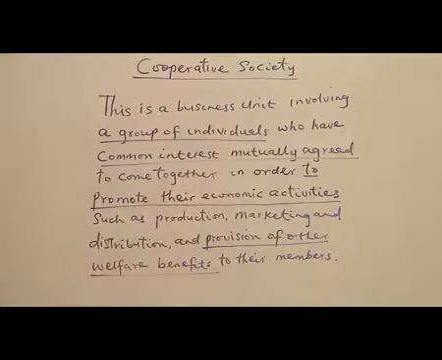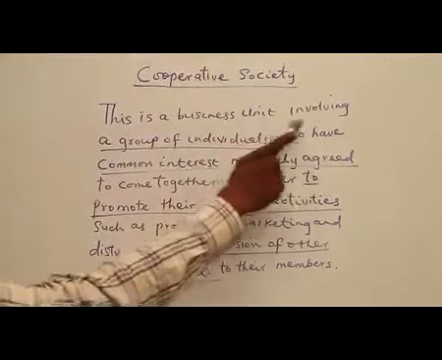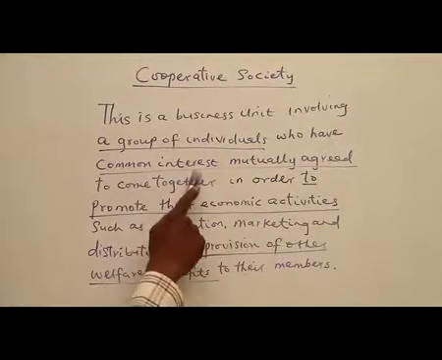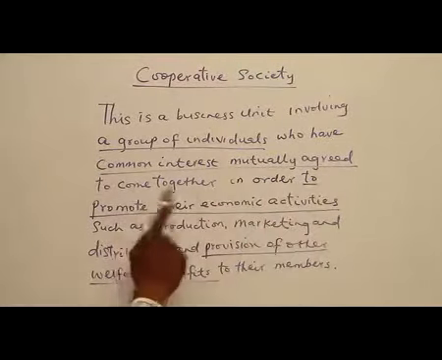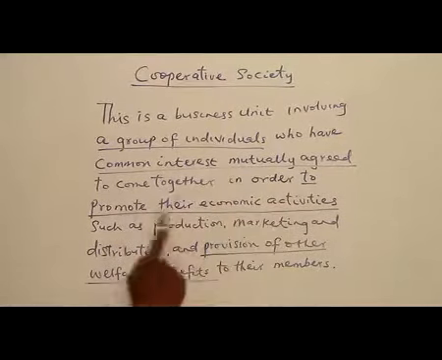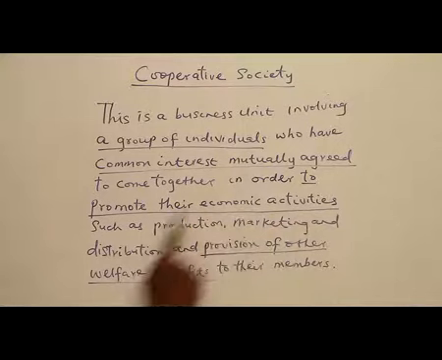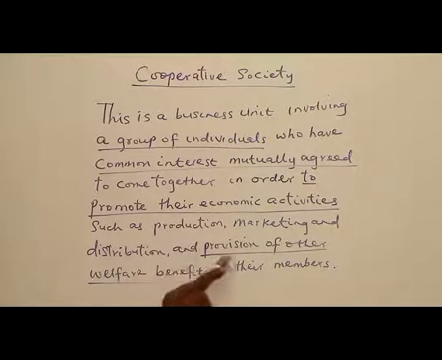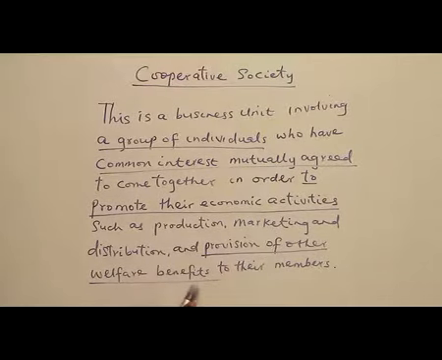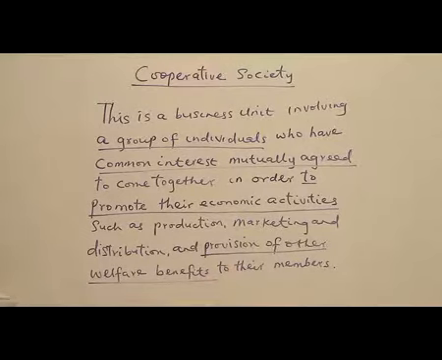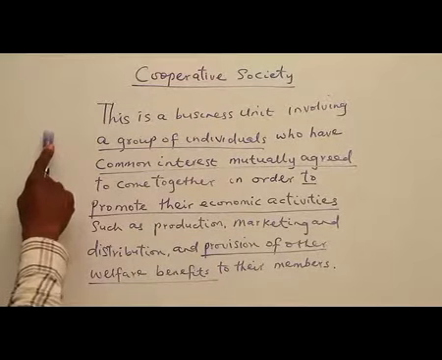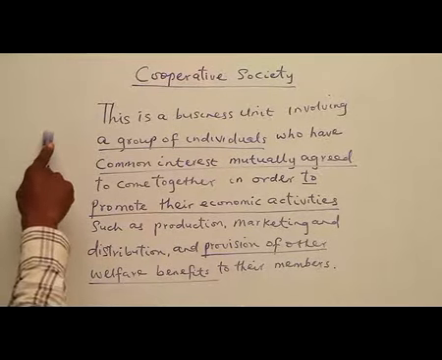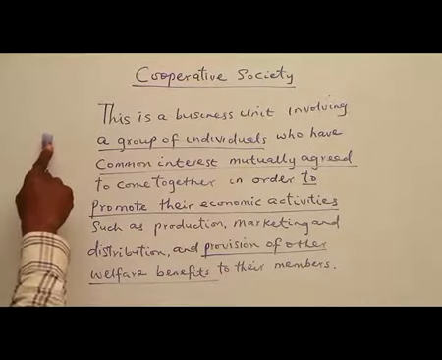Cooperative society. This is a business unit involving a group of individuals who have common interests, mutually agreed to come together in order to promote their economic activities, such as production, marketing, and distribution, and provision of other welfare benefits to their members. In cooperative society, we understand it's a business unit or business organization where we have a group of individuals. These individuals are the people with common interests.